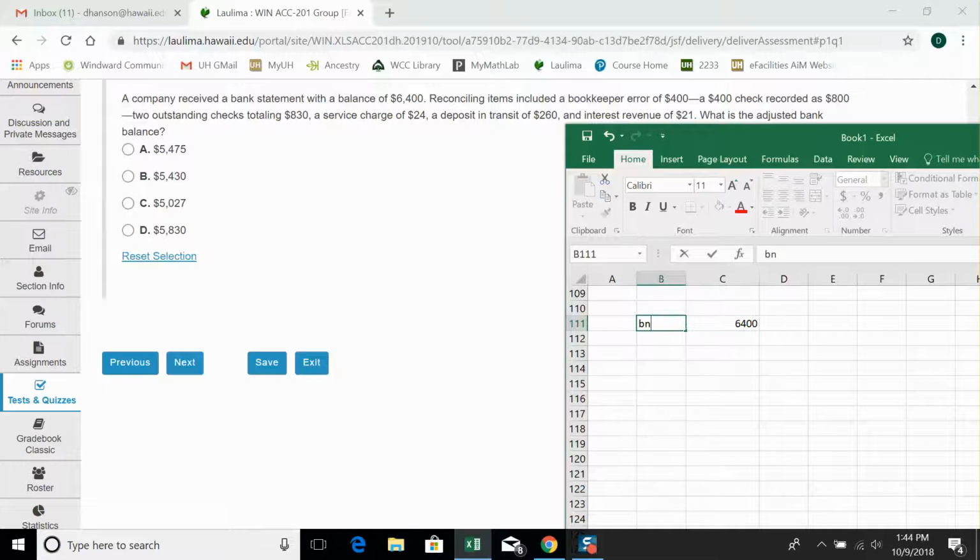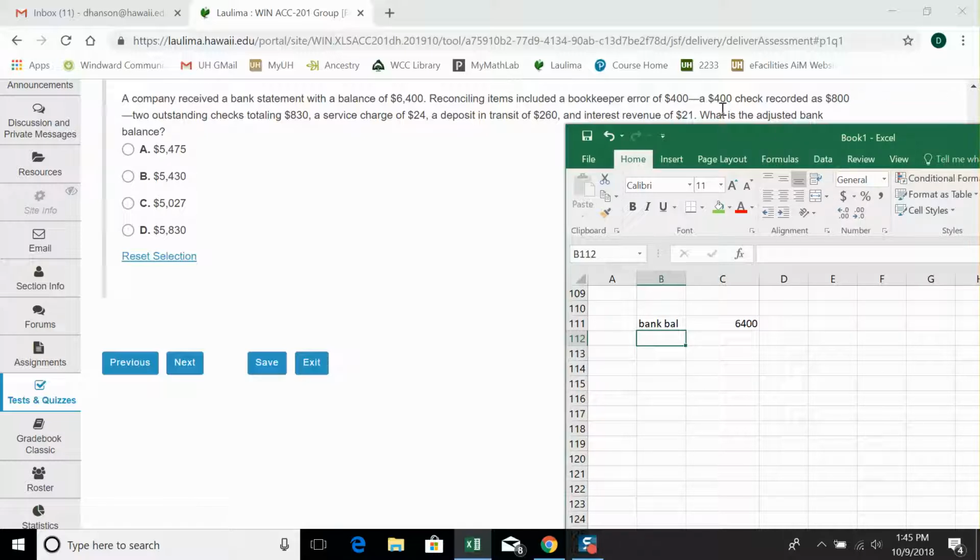So I'm going to call that my bank balance. Okay. Reconciling items included a bookkeeper error of $400, which says a $400 check recorded as $800, 2 outstanding checks totaling $830, a service charge of $24, a deposit in transit of $260, and interest revenue of $21. What is the adjusted balance?